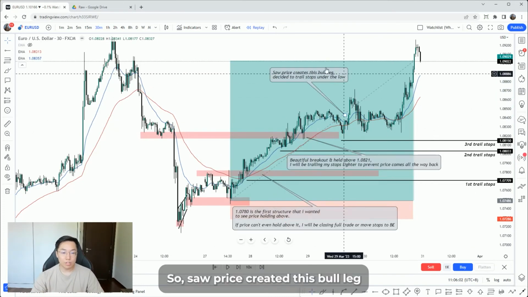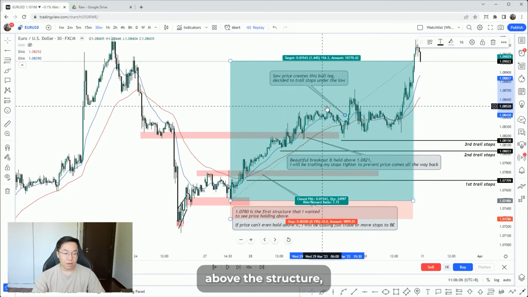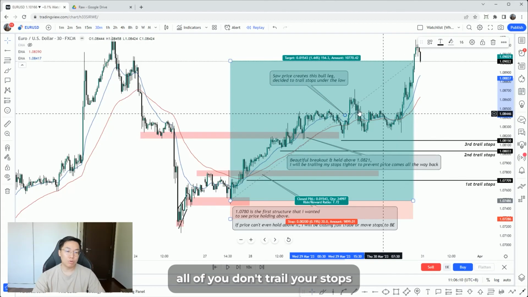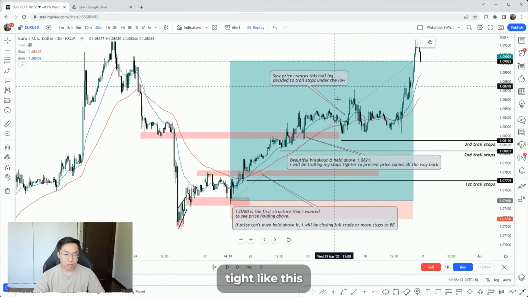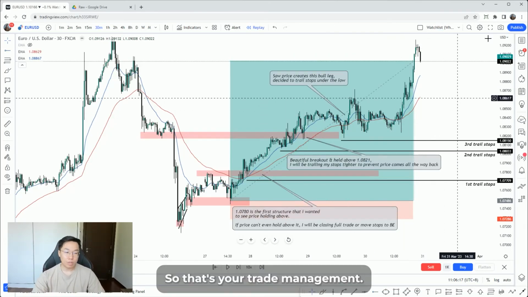So saw price created this bull leg because this bull leg also break above the structure, break above this minor area. But one of the reasons why I always suggest all of you don't trail your stops a little bit too tight like this, because you would have gotten stopped out. So that's your trade management.